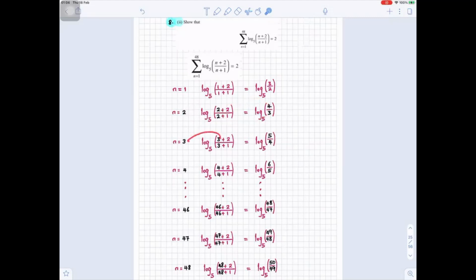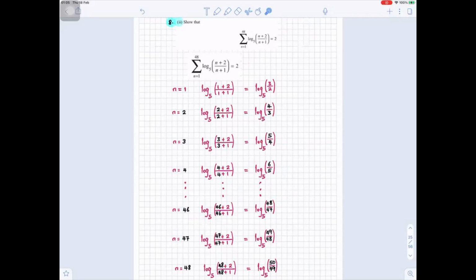When n is 3, we sub in 3. That gives you log of 5 over 4 to the base 5. When n is 4, it will be log of 4 plus 2 is 6 over 5 to the base 5. And we carry on until we get to 47, 46. So n is 46. We put 46 plus 2 over 46 plus 1. It gives you 48 over 47.